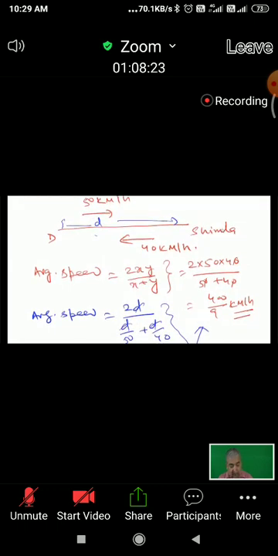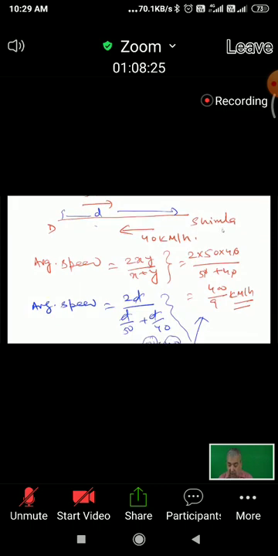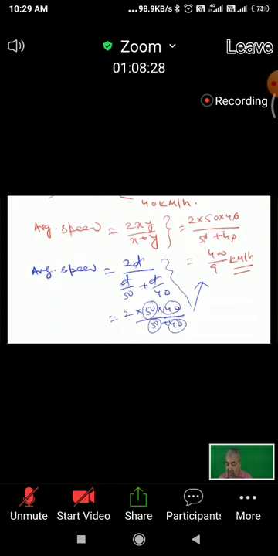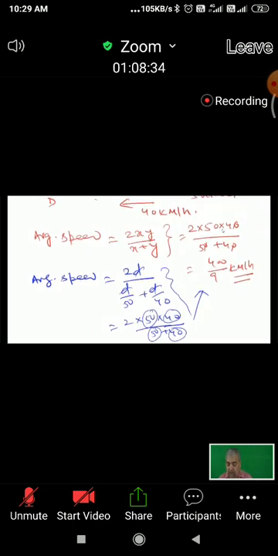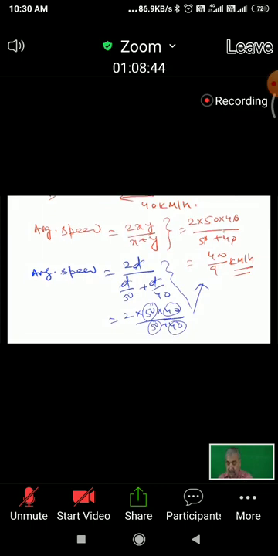Same formula. I have shown here why 2xy by x plus y. I have taken the distance between Delhi and Simla as d, so 2d is the total distance traveled, d plus d, and time taken will be d by 50 plus d by 40. So distance traveled by time taken is the same as 2xy by x plus y, where x is 50, y is 40. Just to explain the logic behind this formula, I have written it here.